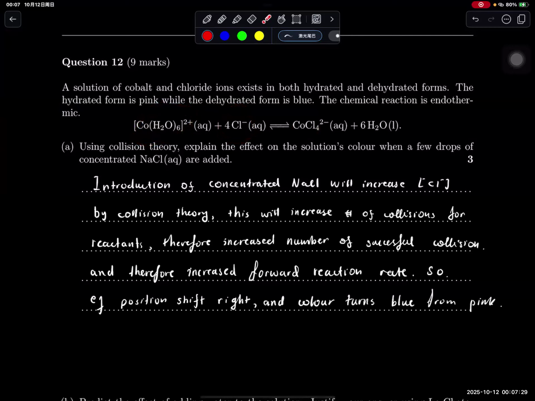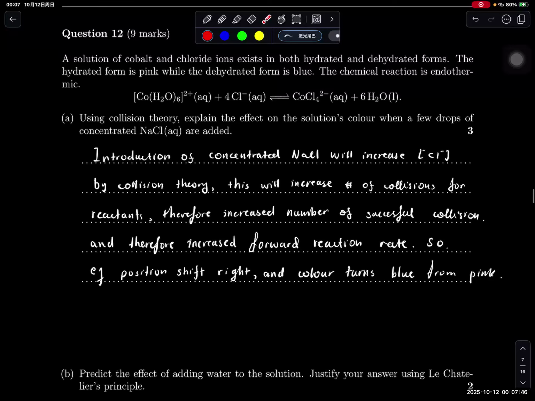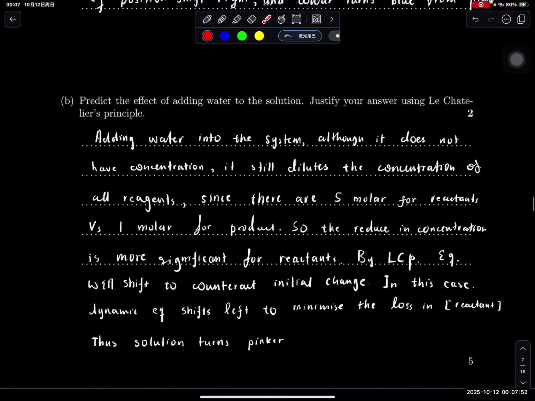Now, since I have two aqueous substances, only one aqueous substance on the right hand side, that means diluting the solution will make the concentration of these much more significantly smaller. By Le Chatelier's principle, we want to shift so that this change is minimized. So we must go to the left. So adding water into the system, although it doesn't change the concentration, it still dilutes the concentration of other reagents.